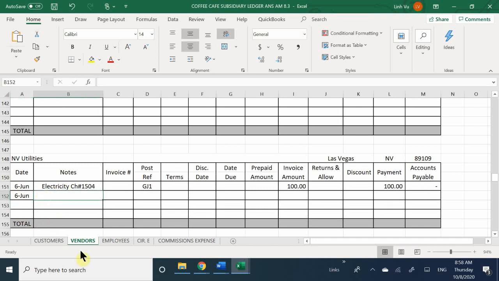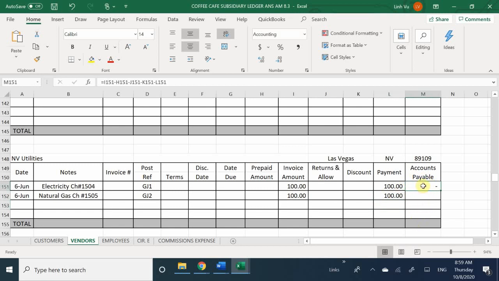All right. Here, I'm going to write natural gas. Check number 1505. I didn't have an invoice number. General Journal 2, same thing's going to occur. We didn't have terms, so we can ignore the next 3 boxes. All right? We can ignore a prepaid amount because we didn't give an advance payment. Here, I know that my bill was for $100. And here, I know that my check was for $100.